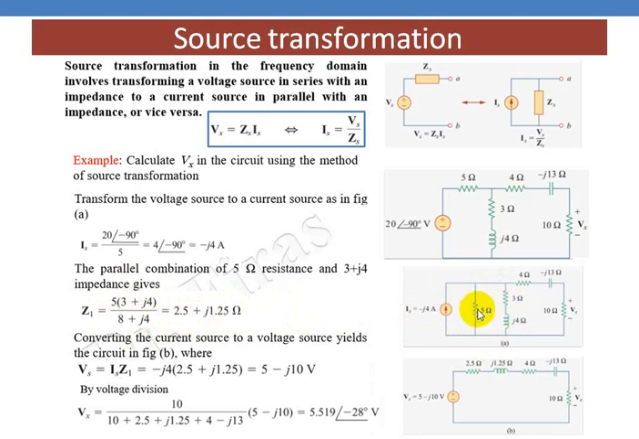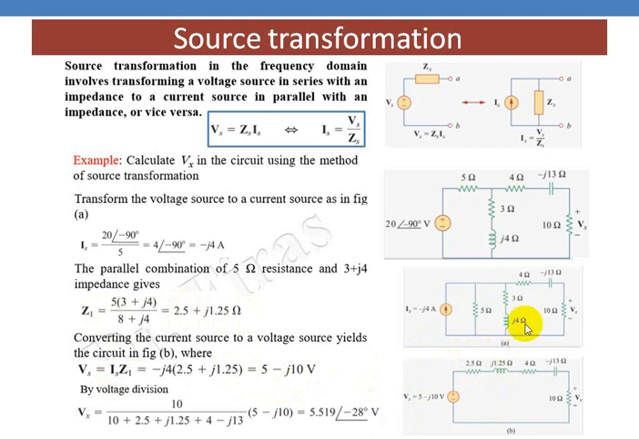So now I have a current source in parallel with a single impedance equivalent to this, that is Z1. Now you can convert that into a voltage source in series with the impedance. In that case, the voltage source will be Is into that impedance Z1. So this comes to be 5 minus j10. So you write it here. And the impedance will be here, that is 2.5 plus j1.25. So that you have to write here.